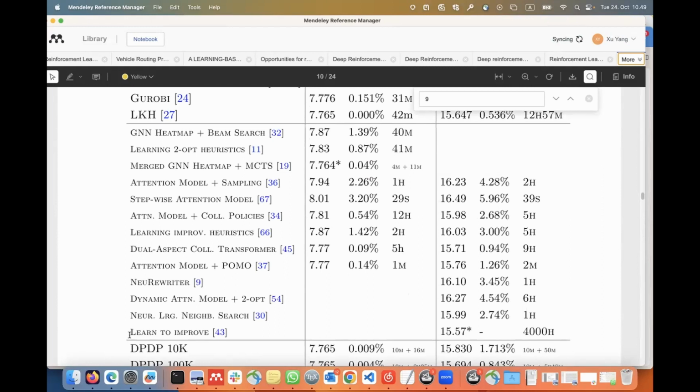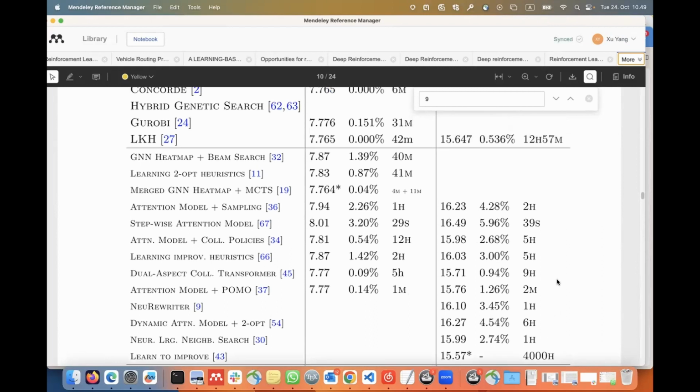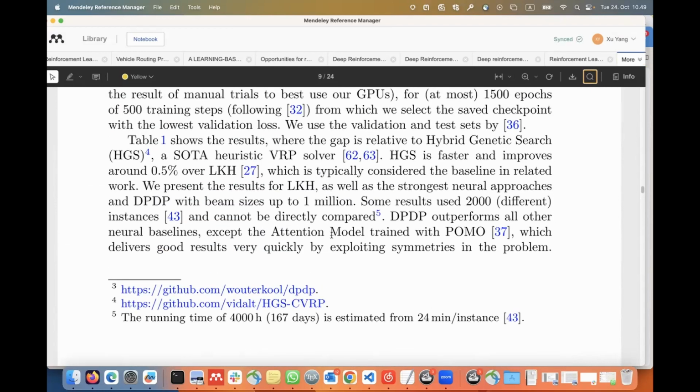Here it mentioned this paper I just talked about, and here the training time is 4,000 hours. So I was kind of shocked by the time. Here it says the running time is estimated from the paper. So yeah, I can't explain this yet because I haven't had time to try to find the reason behind this. So I'm just pointing it out here.